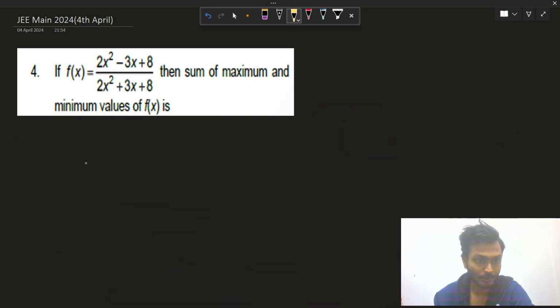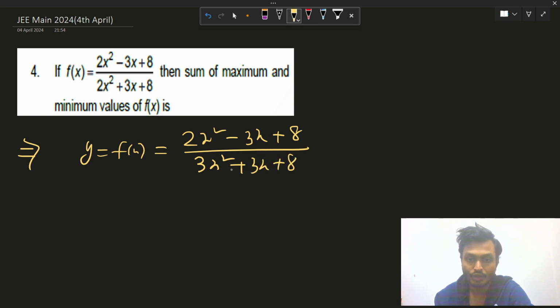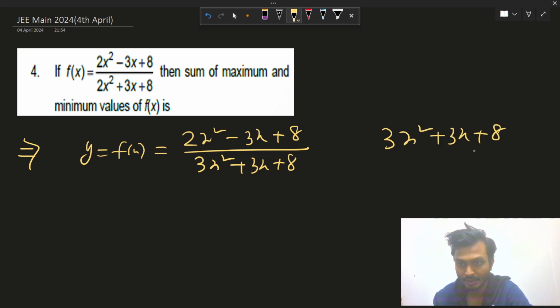So the second question will be from maximum minimum. We have to check the sum of the maximum and minimum value. So suppose y equals f(x), right? This is given as (2x square minus 3x plus 8) divided by (2x square plus 3x plus 8). Now we will check the range of this function. So we can check the 2x square plus 3x plus 8, this will be always greater than 0 for all x belongs to R.